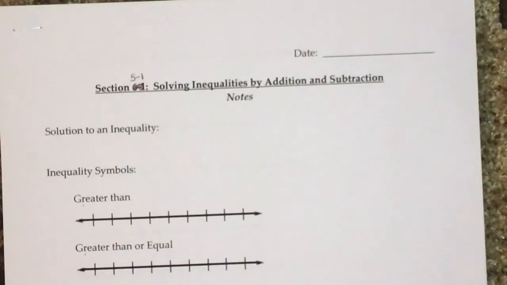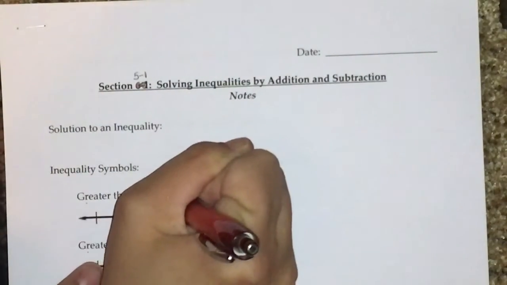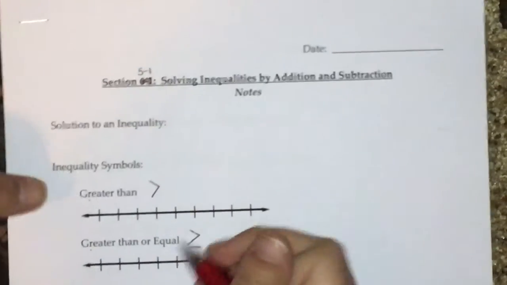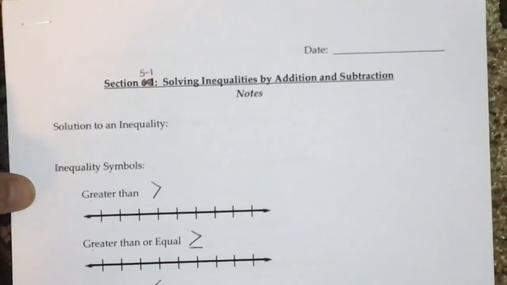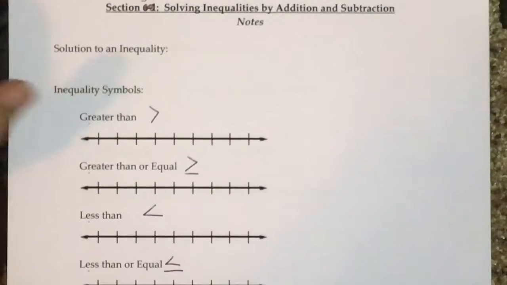Okay, so we are looking at solving inequalities first by addition and subtraction. So we're in section 5.1 at this time. We're going to start by looking at the inequality symbols. Greater than looks like this. Greater than or equal to like this. Less than or equal to, and then does not equal.